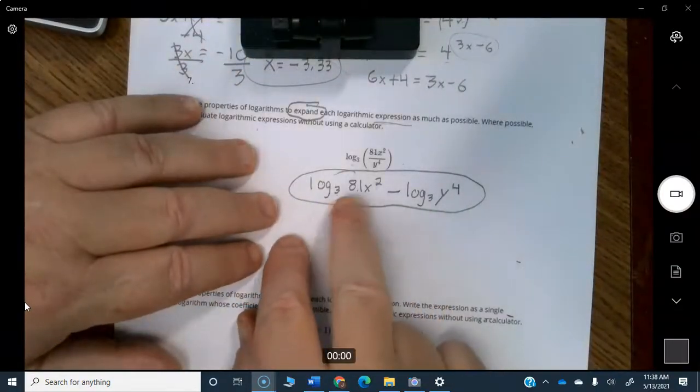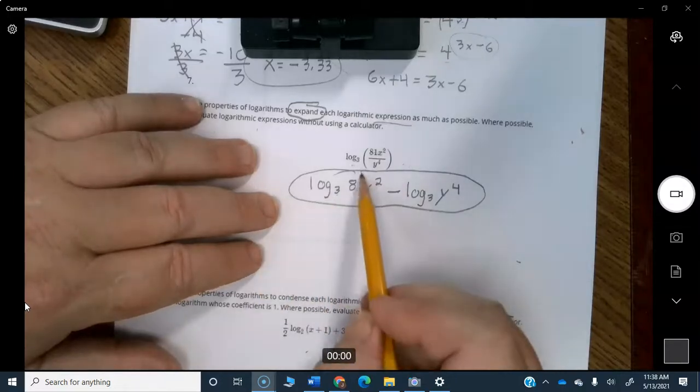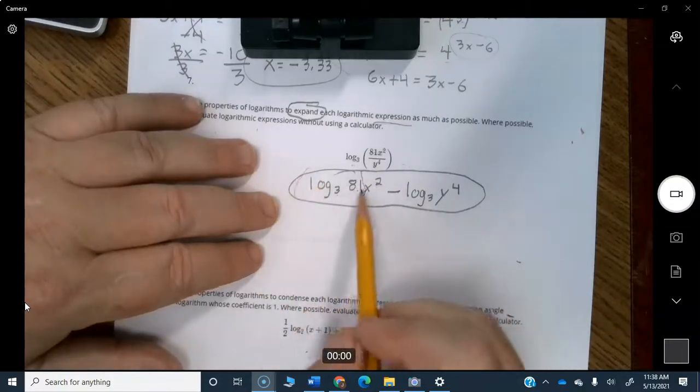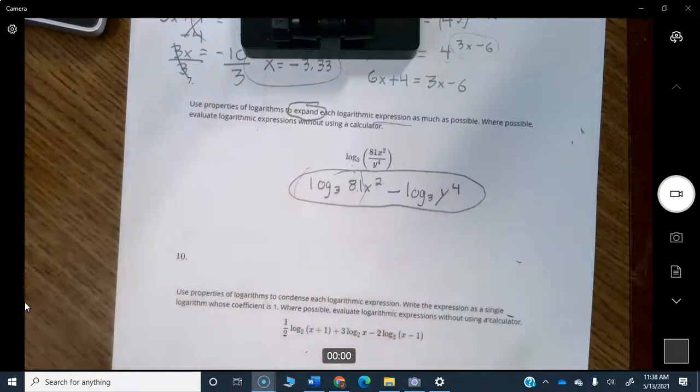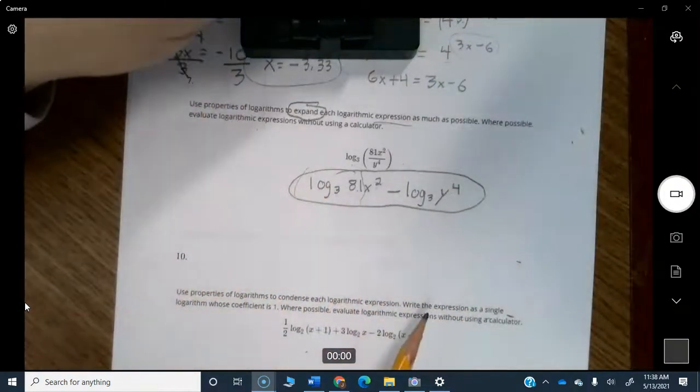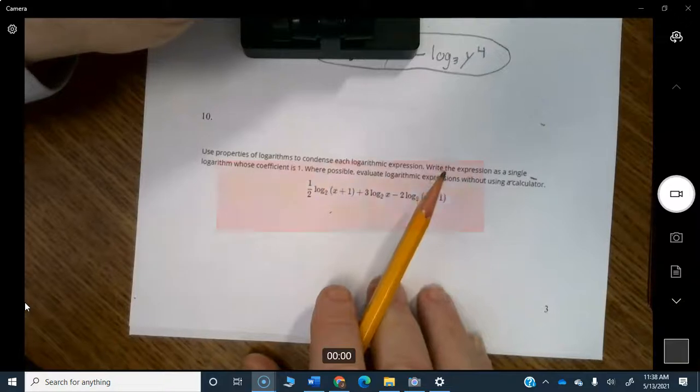For example, log base 3 of 81 equals 4. So if I could just take this and separate it from the x squared, which I can, that would become the number 4. I'm not going to go there. Let's just leave it like that. One-step problem, you're done. Okay?